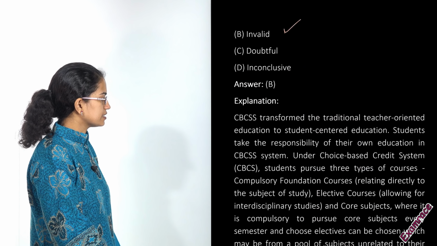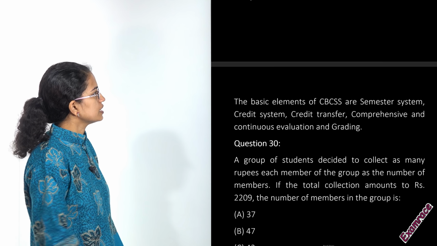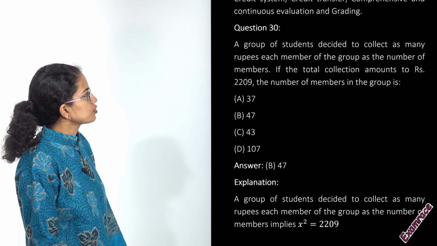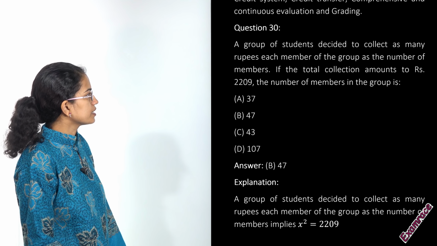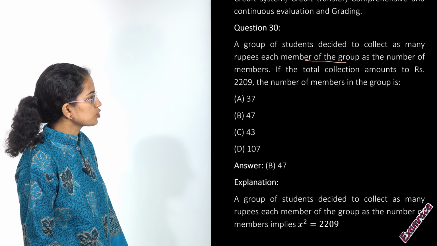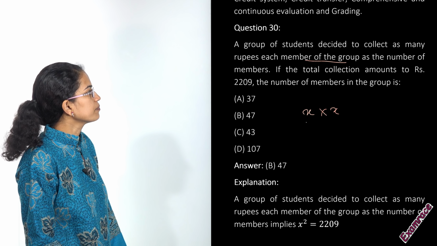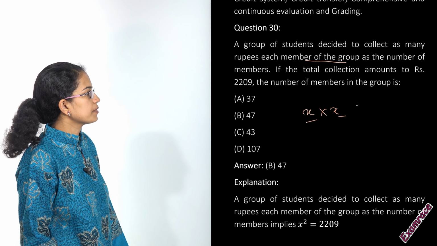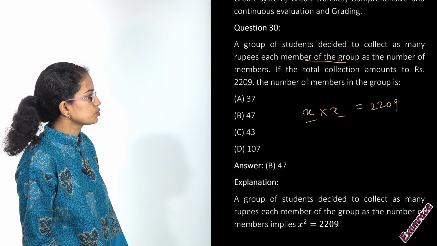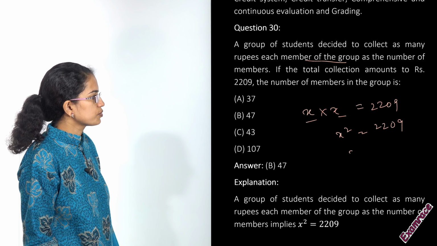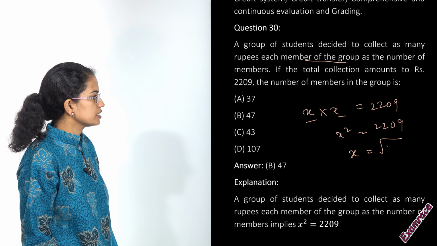That's the right answer. The next question is, you have a group of students who collected as many rupees as each member of the group did. So that means x into x, that's the number of the people, and the amount collected is 2209. How many members are there? So x square is 2209. So what would be x? x would be the square root of 2209, that would be 47.